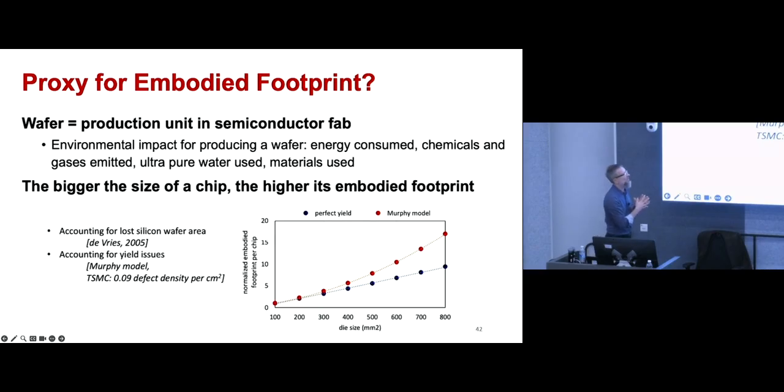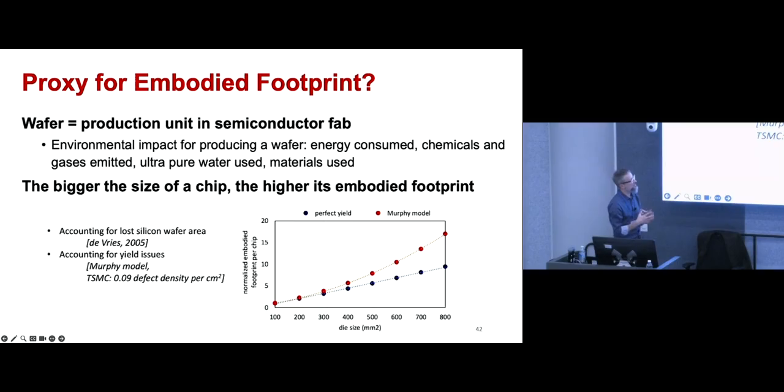This plot is showing a normalized embodied footprint per chip relative to a die size of 100 square millimeters, accounting for two effects. The first one is that a wafer is a circular structure, and the bigger we make our individual chips, the more area we will lose around the edges of the wafer. So that's the blue curve. There we are assuming that every chip that we are manufacturing on the wafer is going to be a perfectly correct chip. That's called perfect yield. All the chips that we are producing are perfectly functioning as expected.